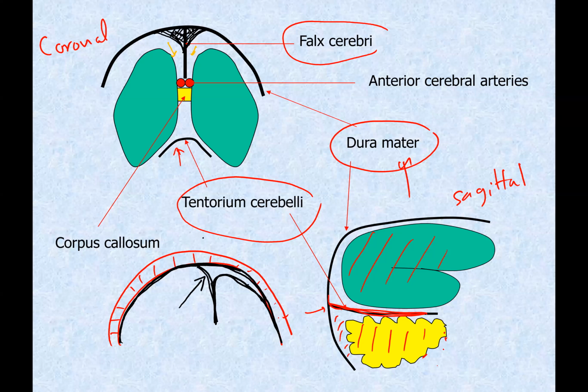Now, these two layers of dura mater: the inner layer is called the meningeal layer, and the outer layer is called the endosteal layer. Meningeal and endosteal layers. The meningeal layer is the inner layer, and the outer layer is called the endosteal layer.